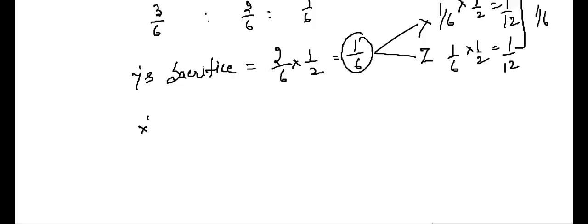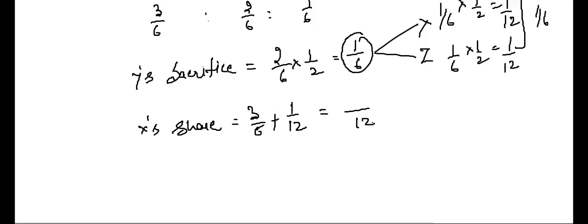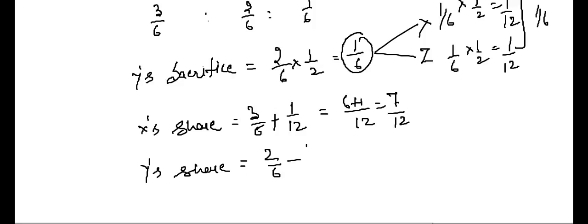Now earlier, let's see X's share. X's share was 3/6, and what is he getting from Y's sacrifice? 1/12. So if I take the common denominator 12, this comes to 6 plus 1, 7/12. What is Y's share? Y's share is 2/6. He has sacrificed half of it. The remaining is 1/6, or I can say 2/12.